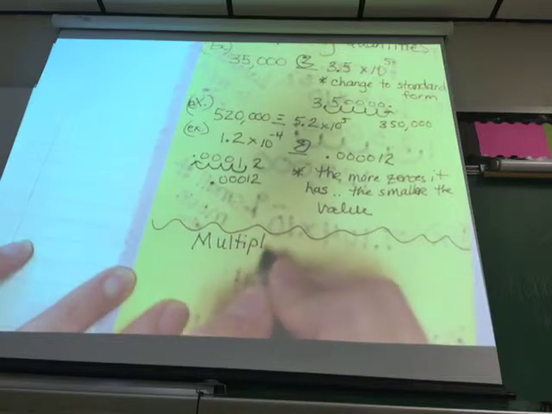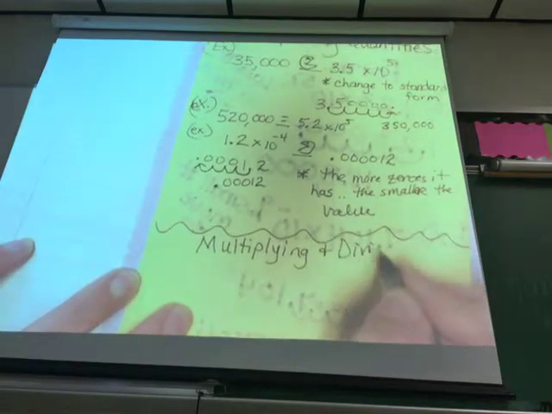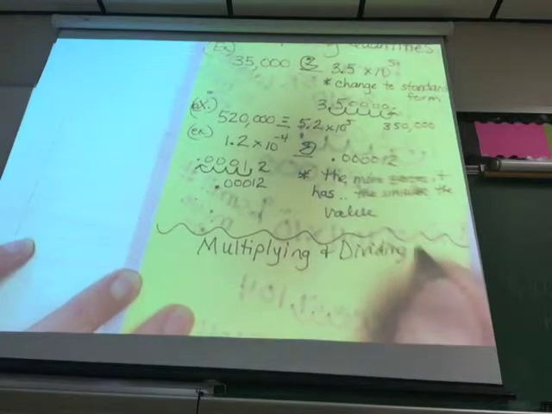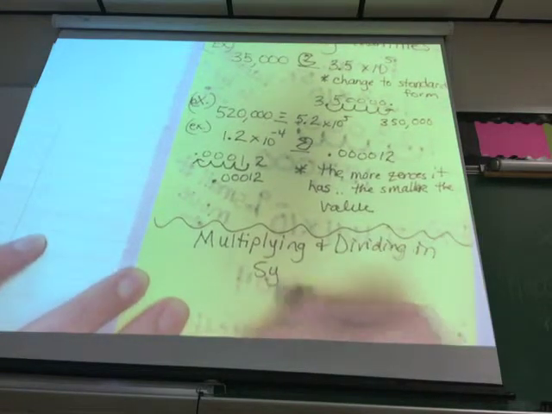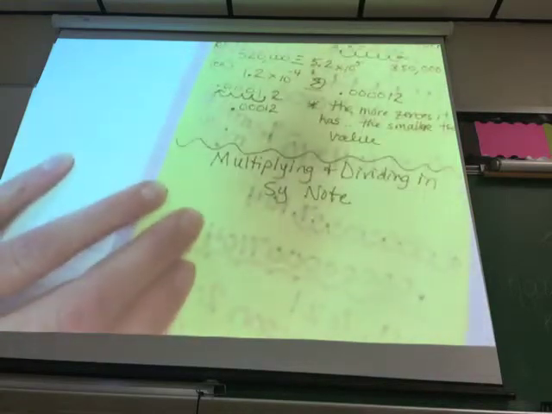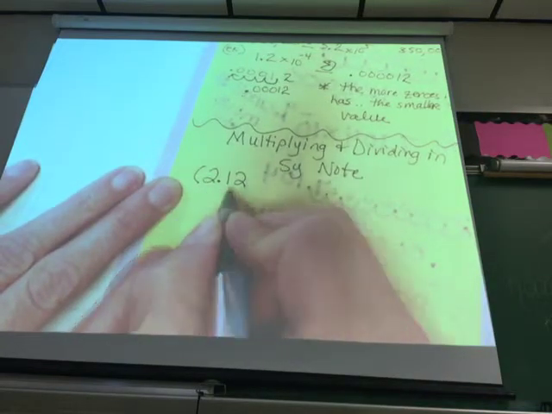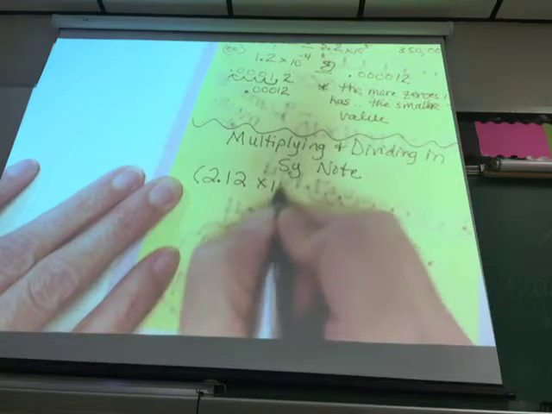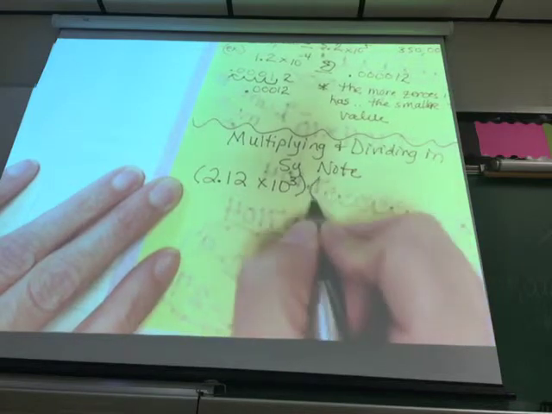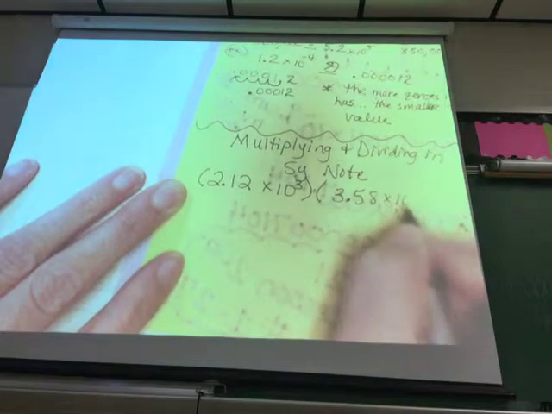This is where it gets a little ugly. Multiplying and dividing in scientific notation. Here's what your problems are going to look like. 2.12 times 10 to the 3rd, and then multiplied by 3.58 times 10 to the 4th.